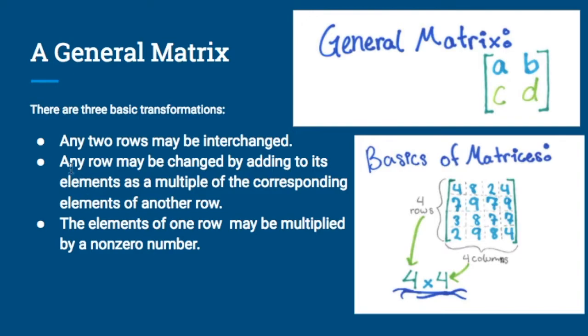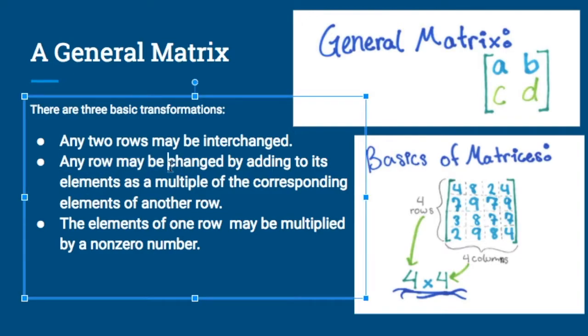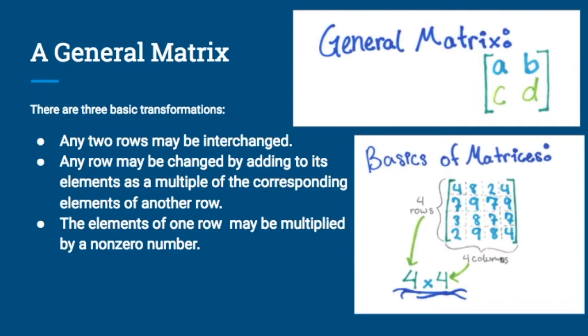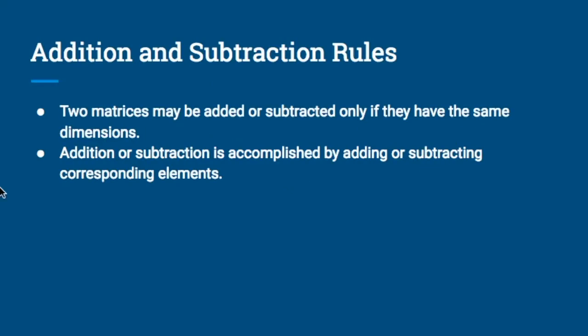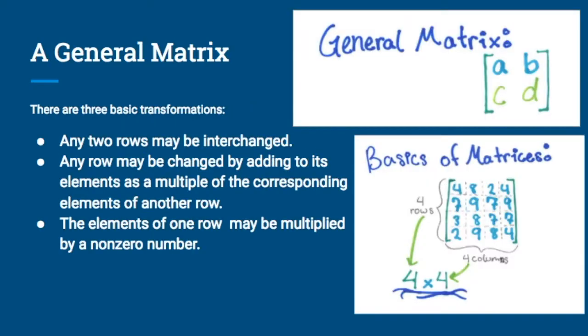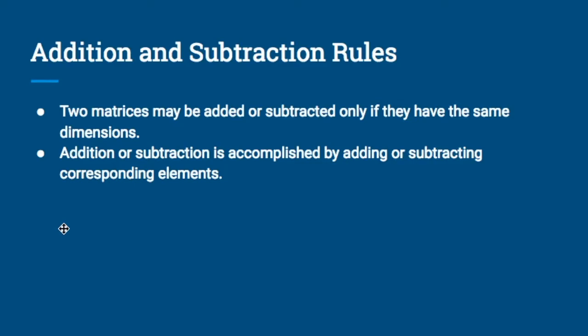The second one refers to the second basic transformation, which says any row may be changed by adding to its elements a multiple of the corresponding elements of another row. So, basically, that's saying that we have to add and subtract matrices. Here are the rules of addition and subtraction. The first we need to know is that two matrices may be added or subtracted only if they have the same dimensions. As we know from learning the basics, it has to have the same number of rows and columns. The second rule is that addition or subtraction is accomplished by adding or subtracting corresponding elements.